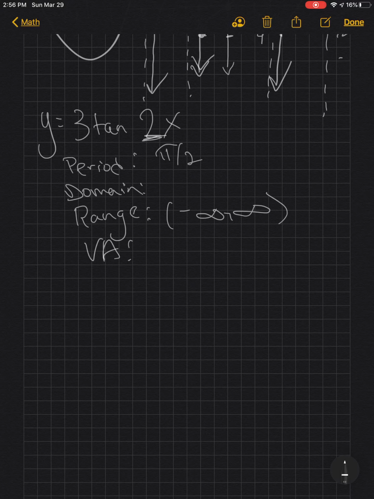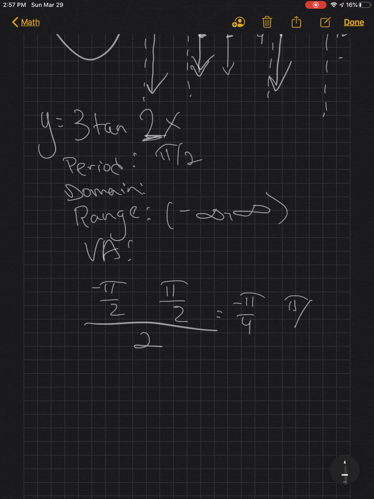Now your domain and your vertical asymptote. So our vertical asymptotes are at our pi over 2's. We usually have a vertical asymptote at negative pi over 2 and at pi over 2. But because we divided our period by 2, we're also going to divide our vertical asymptotes by 2, and that's going to give us our new vertical asymptotes. So hopefully you could figure that out. That would be at negative pi over 4 and pi over 4. So at our pi over 4's now, that's where we're going to have vertical asymptotes.